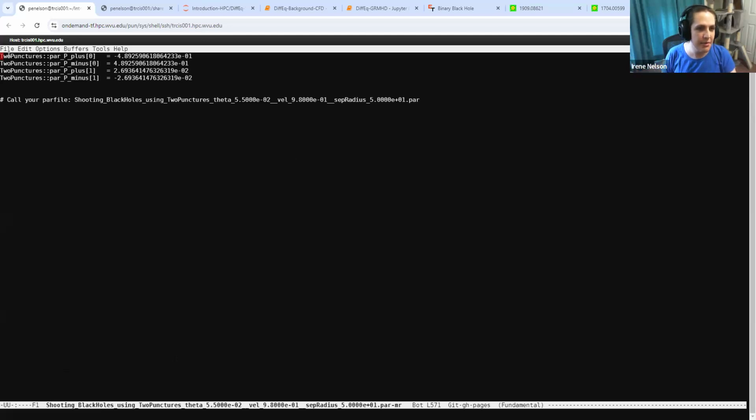And then the most important things that we care about here are the momenta for the two punctures in the x and y direction. So the 0s are in the x direction, and the 1s are in the y direction here, and plus and minus just refer to the two different black holes. As for these x and y components, it's just the familiar trigonometry from the magnitude and angle that we have.